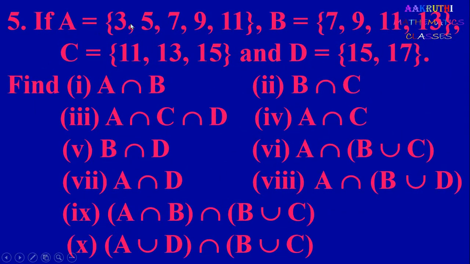Next question, if A equal to {3, 5, 7, 9, 11}, B equal to {7, 9, 11, 13} and C equal to {11, 13, 15} and D equal to {15, 17}. You have to find A intersection B, B intersection C, A intersection C intersection D, A intersection C, B intersection D, A intersection (B union C), A intersection D, A intersection (B union D), A intersection B intersection (B union C), (A union D) intersection (B union C). Now here also you can pause the video and write all these answers and you can verify your answer later.